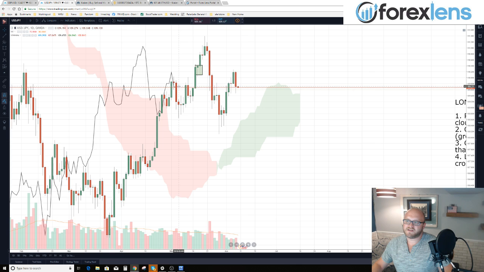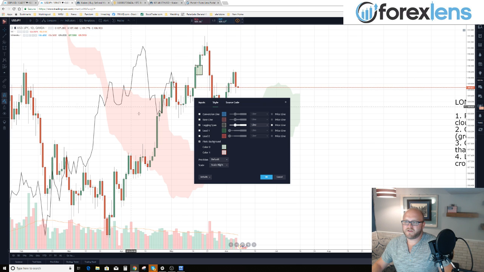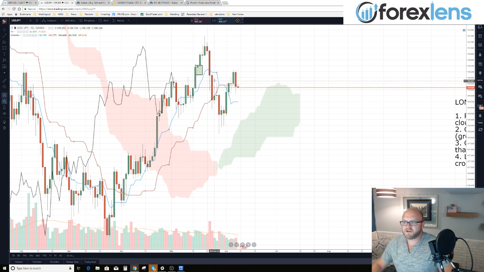Why are we entering weak areas? Well, the conversion line crossed below the baseline. We didn't find support at the baseline. The lagging span is trading inside price. So that is telling me that we have weak conditions in the dollar-yen going ahead, and that we have a sell signal. So anyways, I hope I didn't go too long-winded with this.